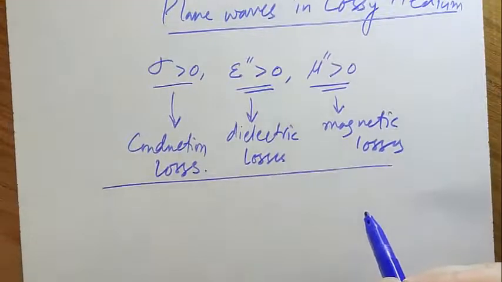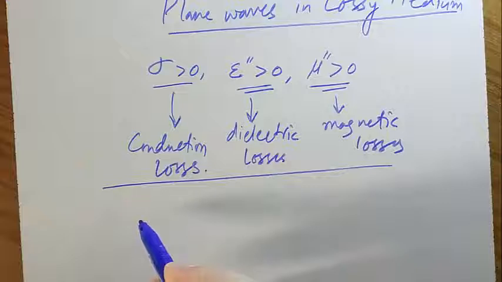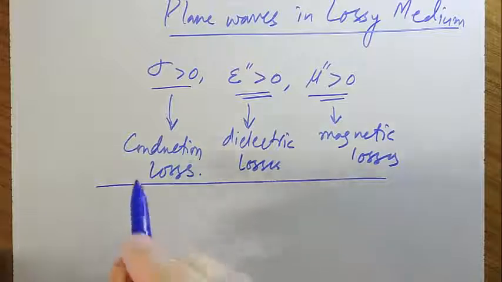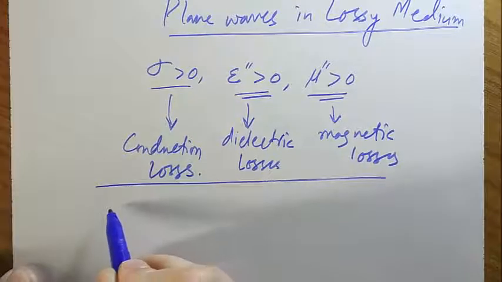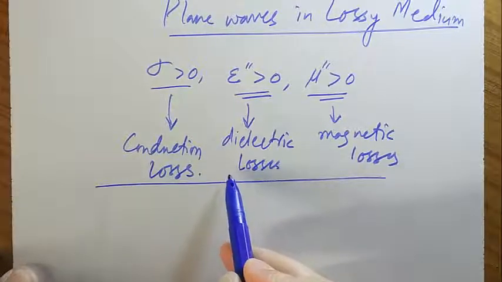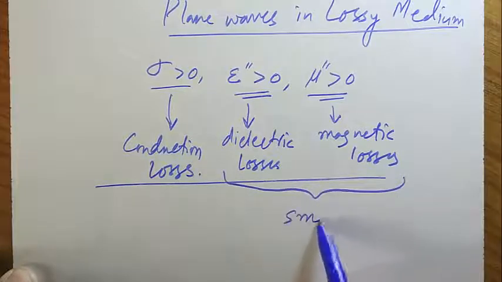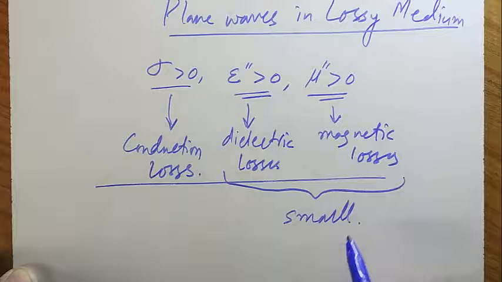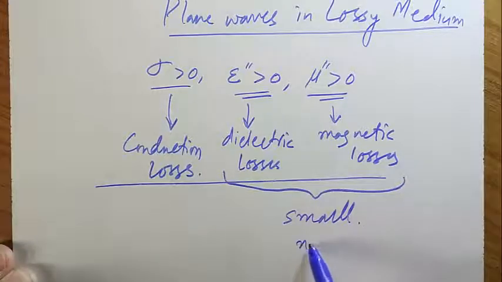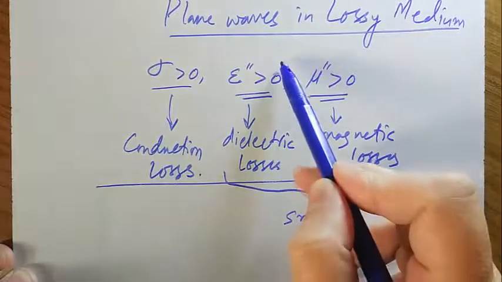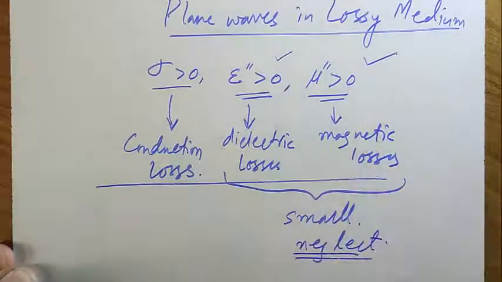We need to go on in order to understand the wave equations. So normally what we have is dielectric and magnetic losses, typically very small. Both of them are normally very small for most of the materials, and we can neglect them easily. We can neglect both of these losses, and we can say that they are not imaginary, but they are real values.